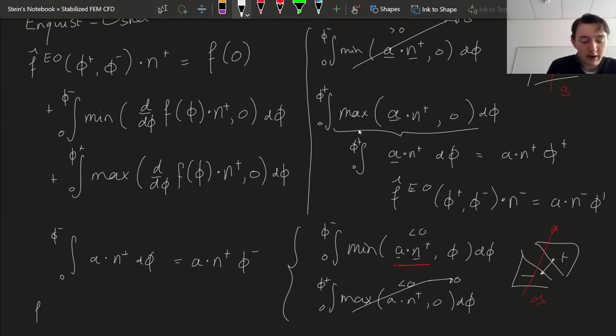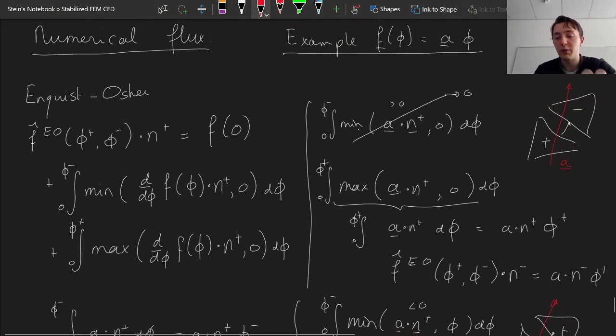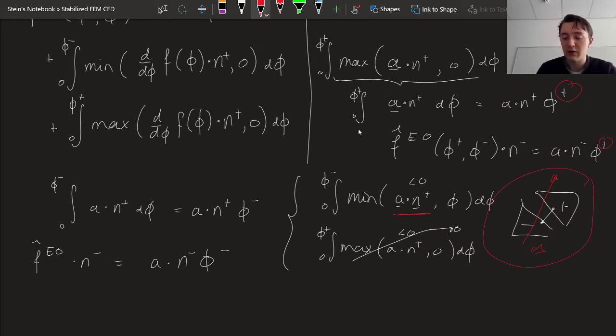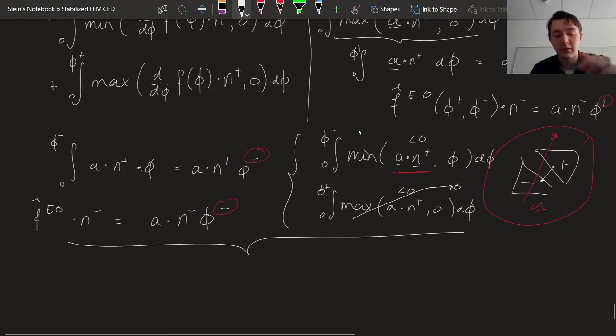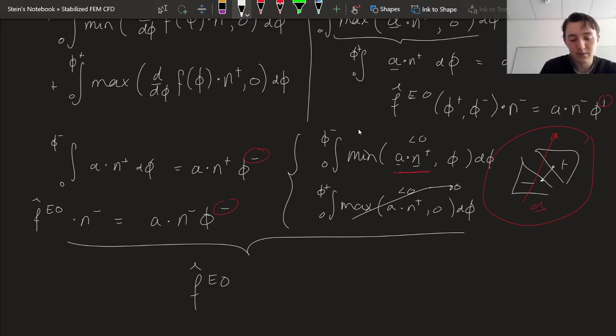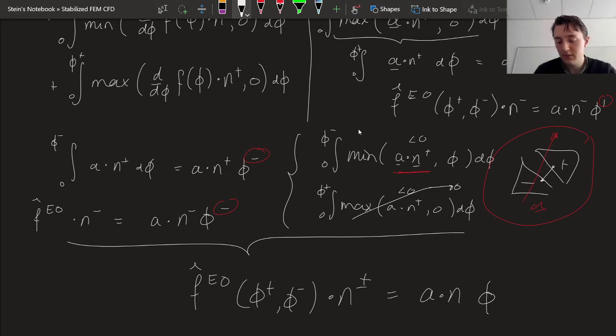And if we then evaluate f Engquist-Osher dotted with n minus, well, that's going to be equal to a dot n minus phi minus. Yeah, so again, we see that in both cases, whether we have the element set up at the top here, we get the upwind value. And for the element configuration here at the bottom, we also get the upwind value. So in all cases, the Engquist-Osher for the linear advective scheme is again our upwind linear flux.